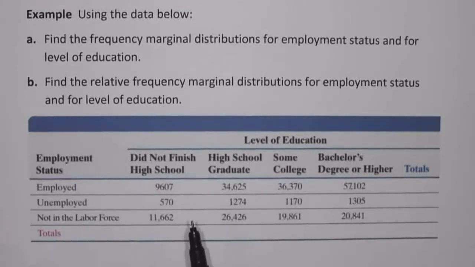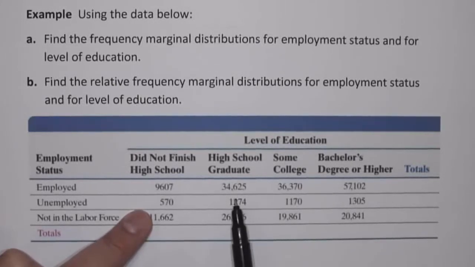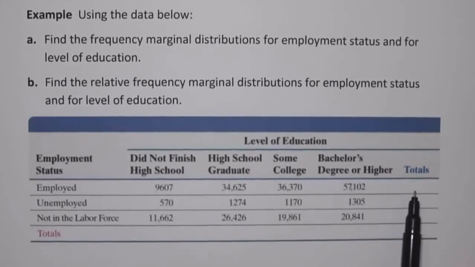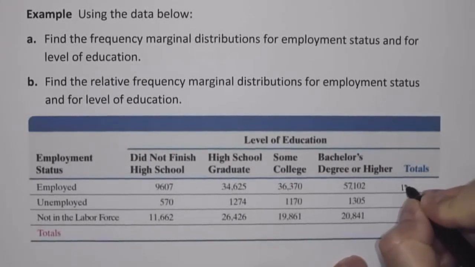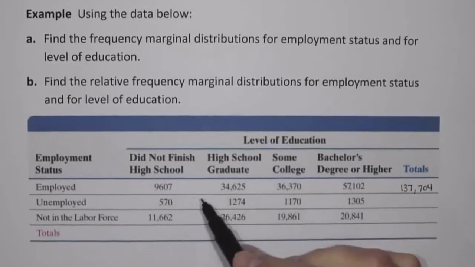So if I want to find the frequency marginal distribution for employment status, then all that means is that I need to find the totals for each row, which is talking about the employment status. So if we add up 9,607, 34,625, 36,370, 57,102, that will give us the total frequency, and that adds up to 137,704.